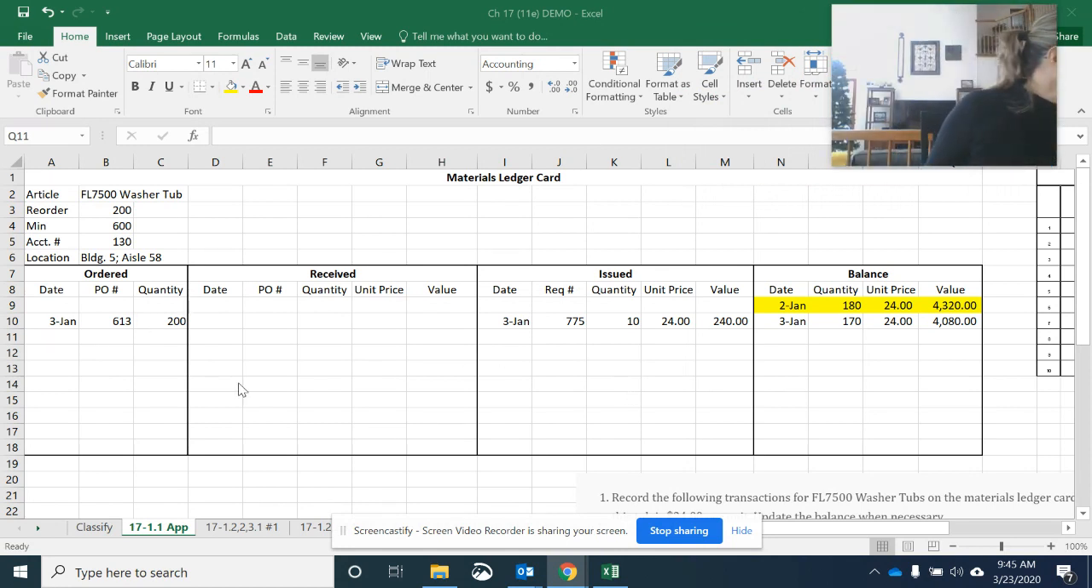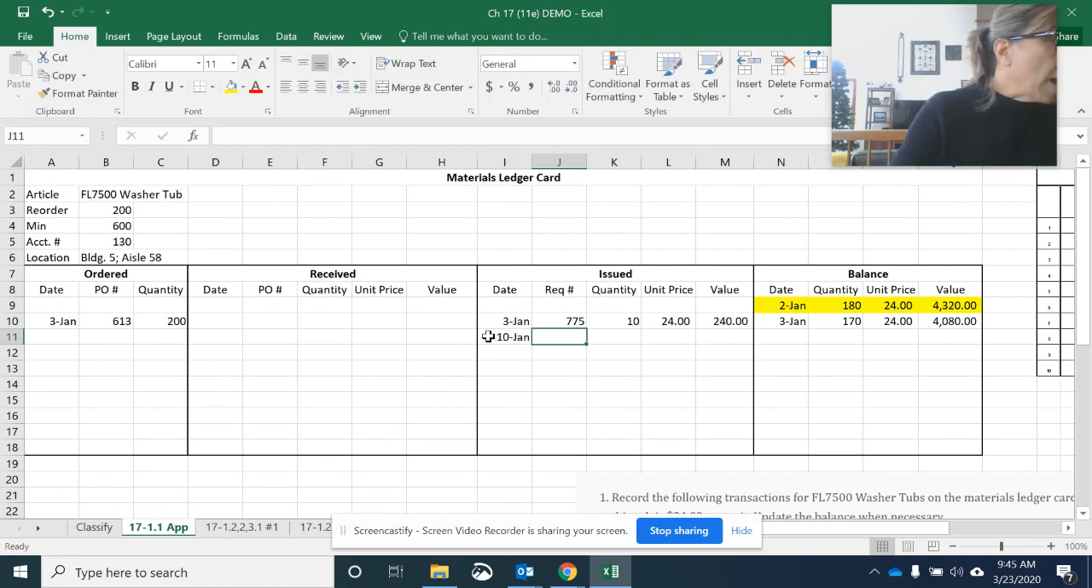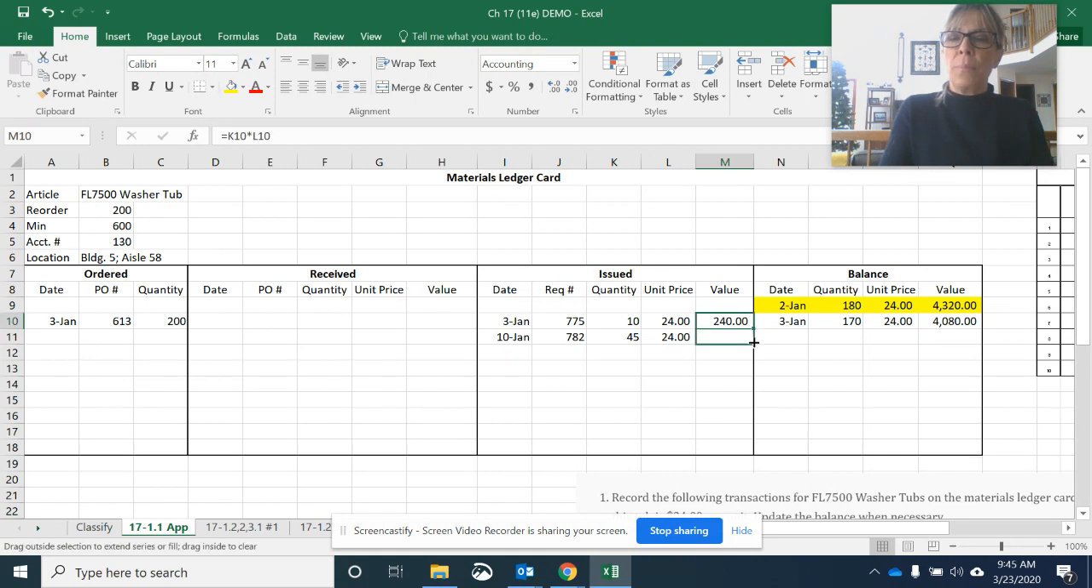All right, so let's look at the next one. January 10th. Again, production is asking for more washer tubs. So we really hope this PO comes in pretty quickly because we're going to need more washer tubs. All right, so January 10th, we have a job rec. The number is 782, and the quantity needed this time is 45 washer tubs at $24 a piece. And so I'm going to copy that formula down. So it's 45 times $24 a piece.